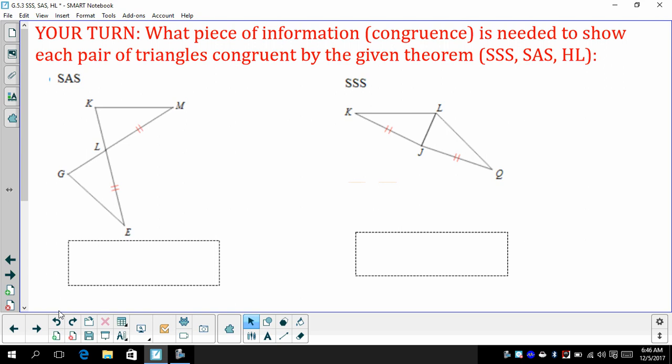So go ahead and pause here. I've given you two to try. For the first one, I want you to do side angle side. For the second one, use side, side, side. And I want you to identify first the information that's not marked on the picture that you know because of some geometry knowledge. And then tell me which other piece of information I would have to tell you in order to use the theorem to prove the triangles are congruent.